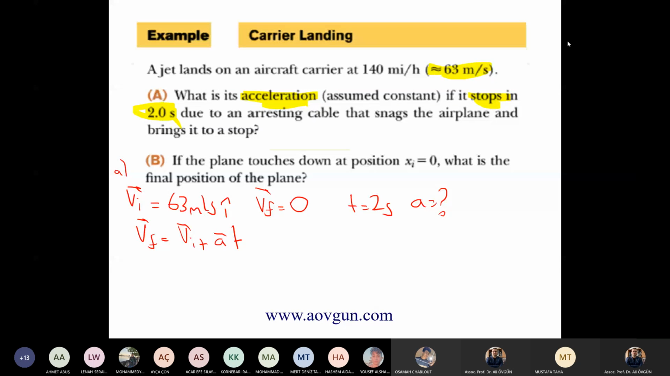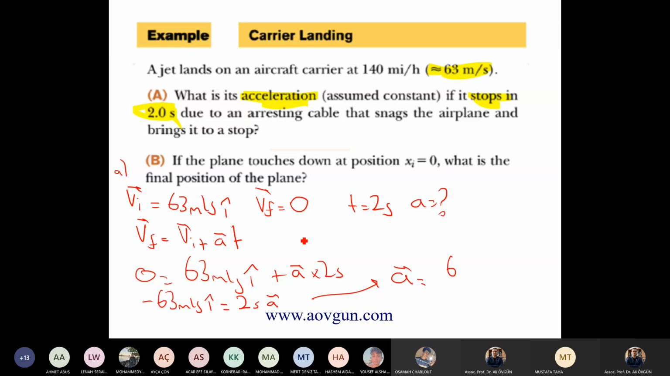Okay, so how can you solve it? I write everything. Now let's put it in and solve it. It is very easy. V final is 0. V initial is 63 meters per second i hat. A is what we are going to find, this is a vector. T is 2 seconds. Take this 63 to the other side. When you take it to the left side, it becomes negative. So it becomes minus 63 meters per second i hat equals 2 seconds times A. Then divide both sides by 2. So A will be equal to minus 63 meters per second over 2 seconds. Seconds are cancelled.